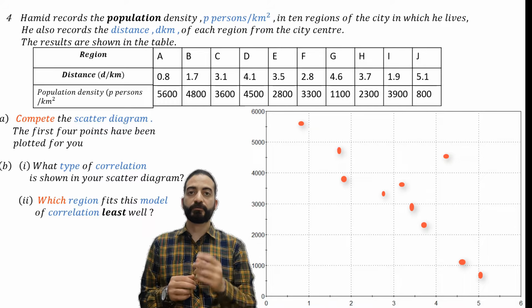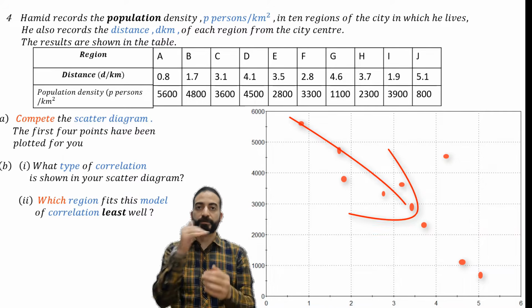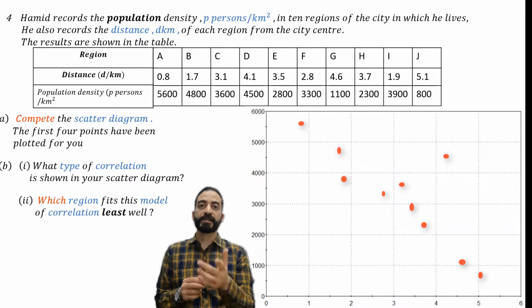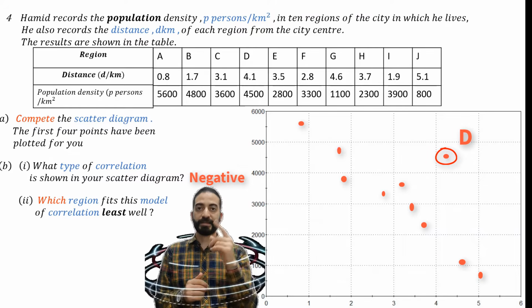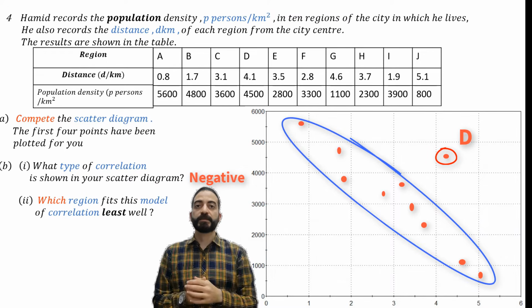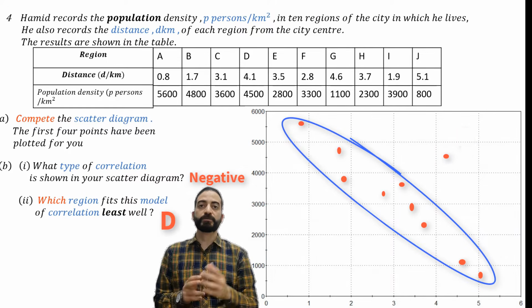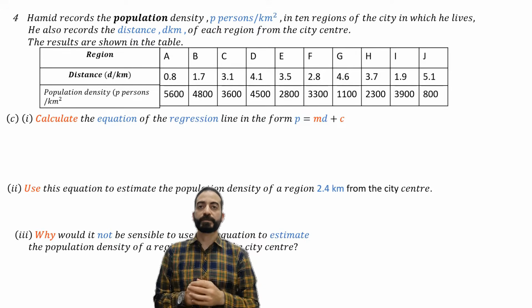The data points are following a pattern down from left to right, so the scatter plot is said to have a negative correlation. We move here. Which region fits this model of correlation least well? We also see that this point fits least well. This means that D fits the correlation least well. We now move to part C.